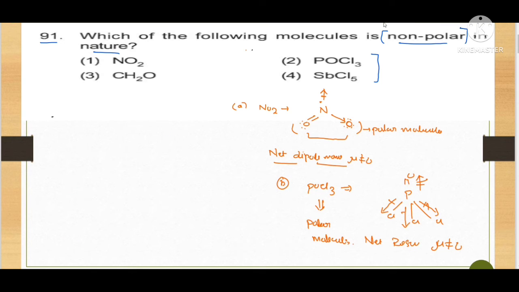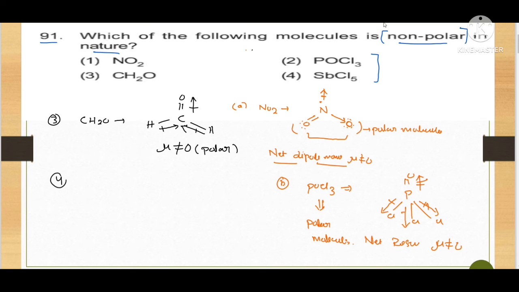Now verify option 3. CH2=O, this is called formaldehyde: hydrogen, C double bond O, hydrogen. We know that oxygen has higher electronegativity than carbon, so its direction is upward, and carbon has higher electronegativity than hydrogens, so its direction is towards the carbon. Here also the resultant net dipole moments do not cancel each other. That's why the resultant dipole moment is not equal to 0. This molecule is also polar in nature.